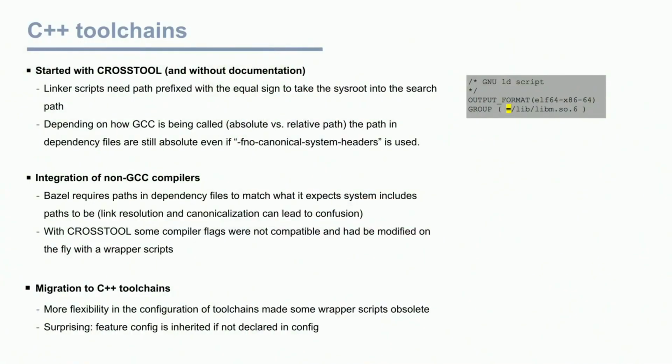Luckily, meanwhile, we migrated to C++ toolchains, so things became much easier here. It gives us more flexibility in order to configure the toolchains for certain compilers. A lot of wrapper scripts got obsolete, luckily, and we don't need to maintain them anymore. But there are still sometimes some surprises. One thing is that feature configs seem to still be inherited from the original config if they're not explicitly declared in your own configuration file.